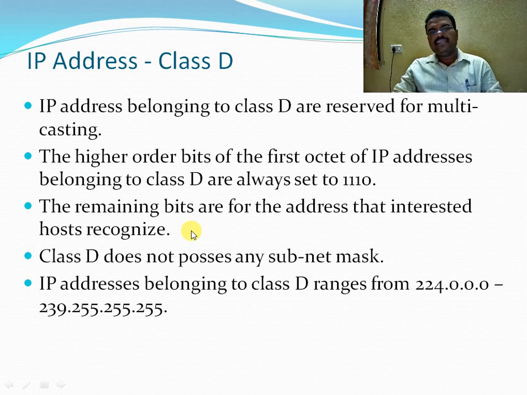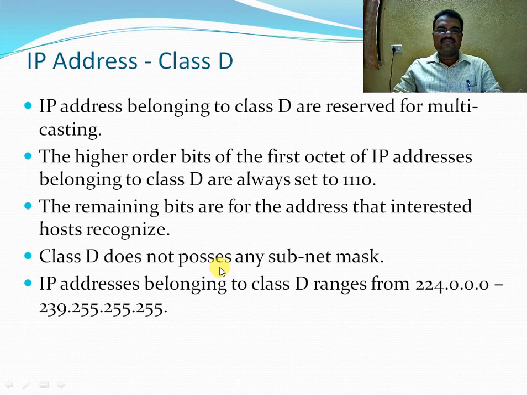And class D: the IP addresses that belong to class D are reserved for multicasting. The higher order bits of the first octet of IP addresses belonging to class D are always set to 1110. The remaining bits are for the address that interested hosts recognize.